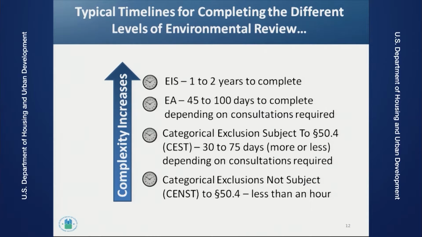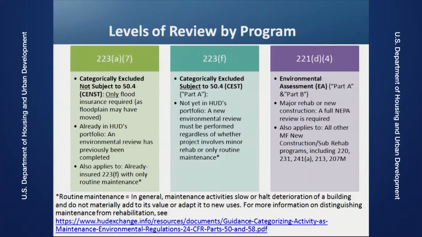So this table, which hopefully you can read, shows how the levels of review correspond to multifamily housing programs. You all are really lucky and I think unique in that these break down almost exactly on program lines, so it takes a lot of the guesswork out of determining your level of review. On the lowest end, there's the 223(a)(7)s, which are categorically excluded, not subject to 50.4.